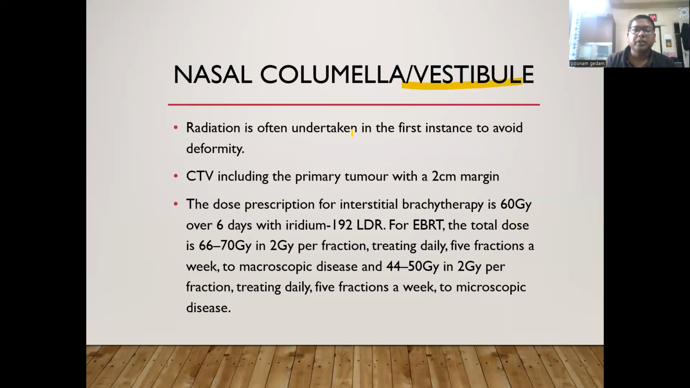Nasal columella or vestibule: radiation is often used in the first instance to avoid deformity. The CTV includes the primary tumor with a 2 centimeter margin. The dose prescription for interstitial brachytherapy is 60 grays over 6 days with iridium 192. For EBRT, the total dose is 66 to 70 grays in 2 grays per fraction, 5 fractions a week, to macroscopic disease, and 44 to 50 grays in 2 grays per fraction to microscopic disease.